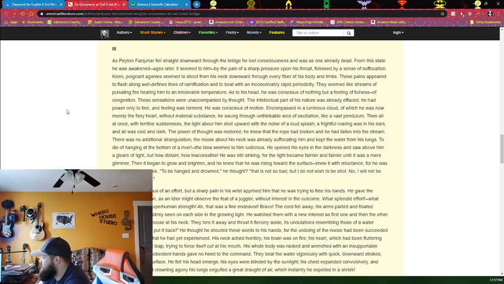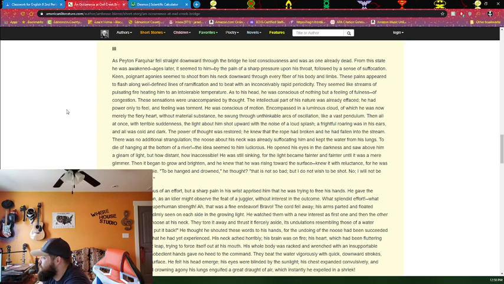He opened his eyes in the darkness and saw above him a gleam of light, but how distant, how inaccessible. He was still sinking, for the light became fainter and fainter until it was a mere glimmer. Then it began to grow and brighten, and he knew that he was rising toward the surface, knew it with reluctance, for it was now very comfortable.